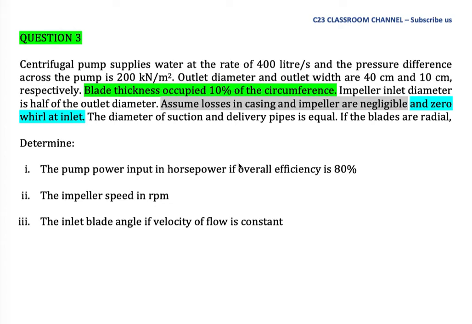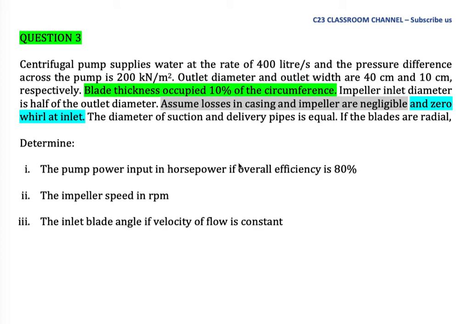Centrifugal pump, question number 3. A centrifugal pump supplies water at the rate of 400 liters per second and the pressure difference across the pump is 200 kilonewton per meter square. Outlet diameter and outlet width are 40 centimeters and 10 centimeters respectively. Blade thickness occupies 10% of the circumference.